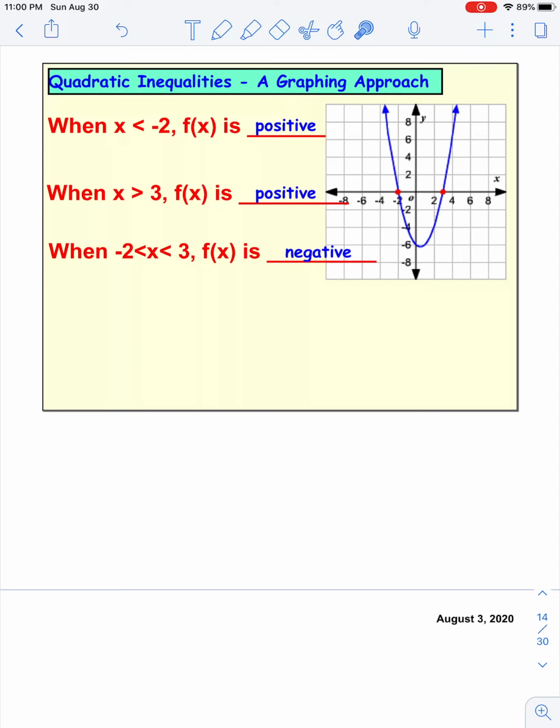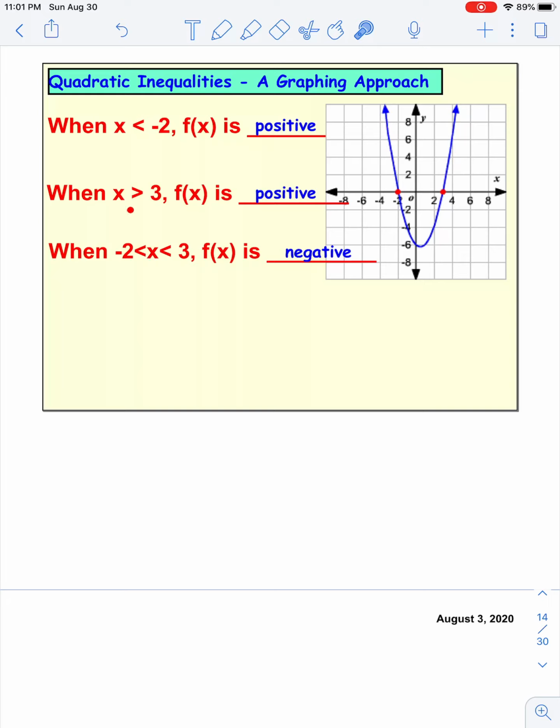So if you take a look at this quadratic, this parabola, we can easily see that when x is less than -2, the output of the function, the y value of the function, is positive. It's above the x-axis. If you plug in a -4 for x, the y value is positive. It's up here. If you plug in a -3 for x, the y value is up here. It's positive. If you plug in a -2 for x, you get 0. That's the place where it changes from positive to negative.